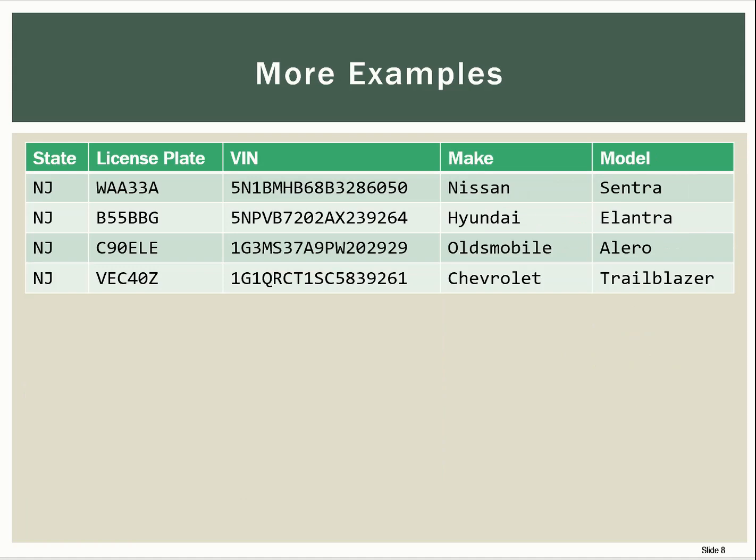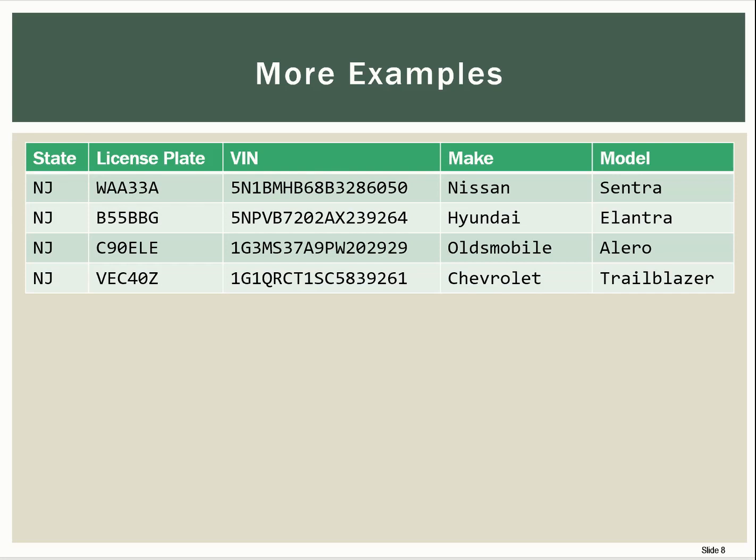Let's look at another example of functional dependencies. Here's a table of some automobiles. We have the state and the license plate number. We have the vehicle identification number, which is unique for every vehicle. We have a make and model of the vehicle. These are different cars.